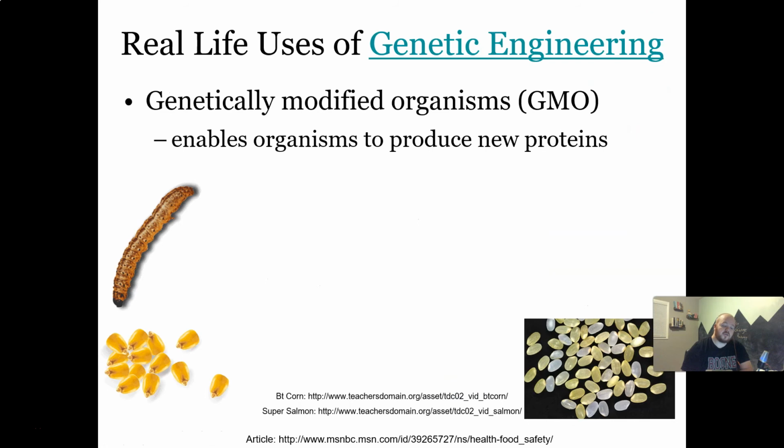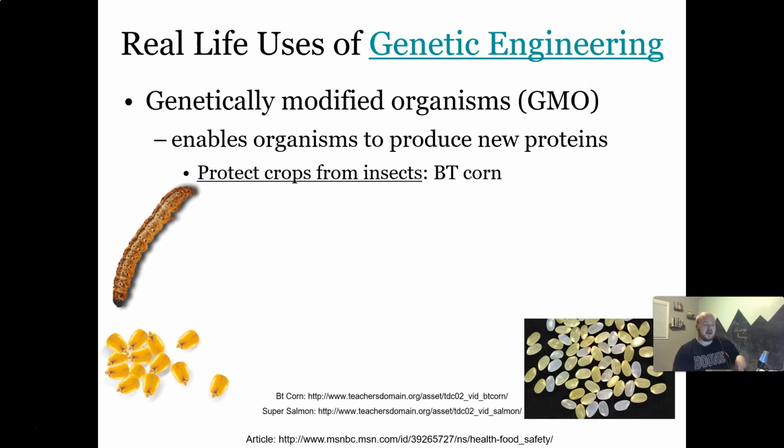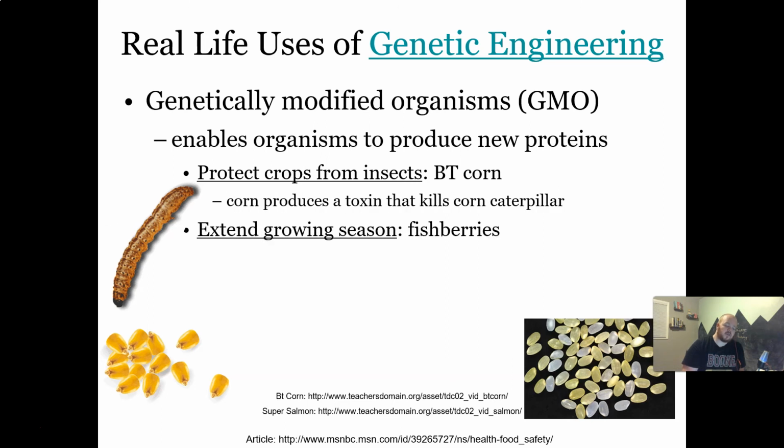Again, GMOs are used for a lot of things besides insulin production. A big thing is we can use them to protect crops from insects. So we put it in corn to help protect it from various insects that may eat it. The corn will produce a toxin that kills caterpillars, but not humans. We use it for extended growing seasons. Fish berries are basically a type of strawberry that contains an anti-freezing gene from a fish known as a flounder. It allows the strawberry to grow longer without worrying about frost as much.